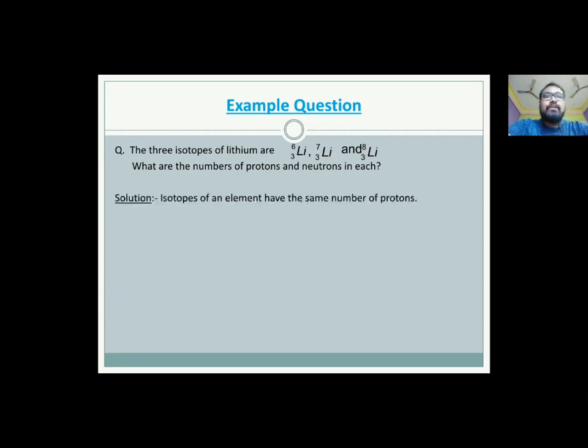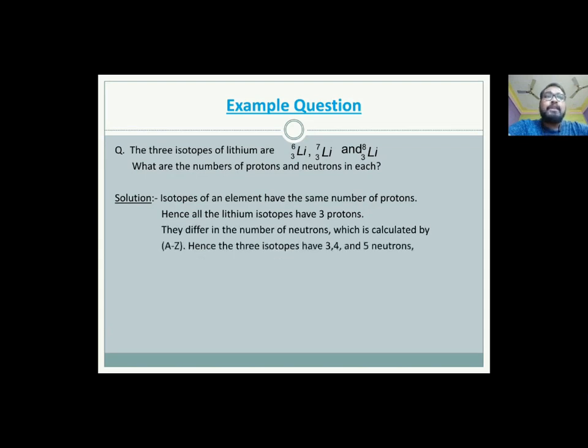Okay. See, first we know that isotopes of an element have the same number of protons. So in this case, lithium isotopes will have 3 protons. Okay. Hence all the lithium isotopes have 3 protons. We get the number of protons, right? Next, they differ in the number of neutrons, which is calculated by the formula A minus Z. Hence, the 3 isotopes will have 3, 4 and 5 neutrons respectively. Okay, so clear? So how do we find the number of neutrons in an atom? The formula is A minus Z.